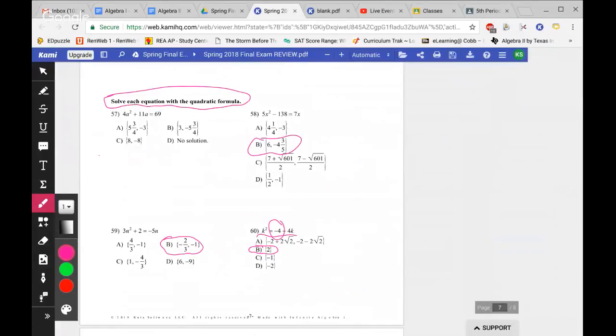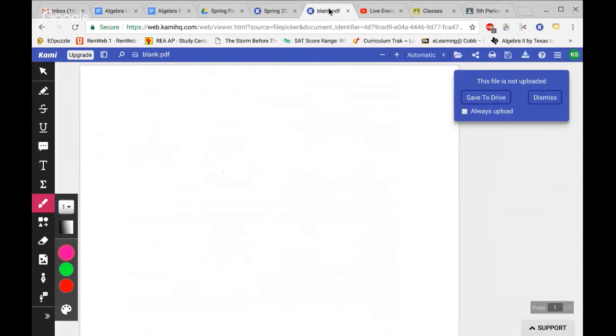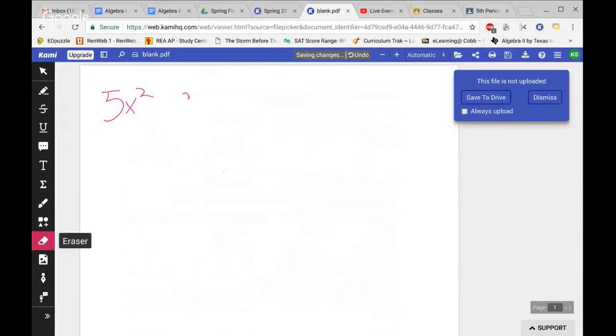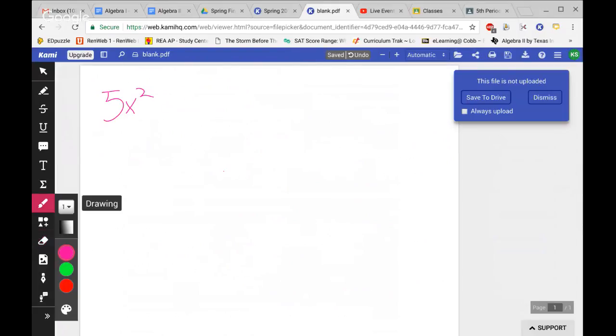Okay, so now we're on 58. 5x squared, and what's the next part? Minus 138 equals 7x.